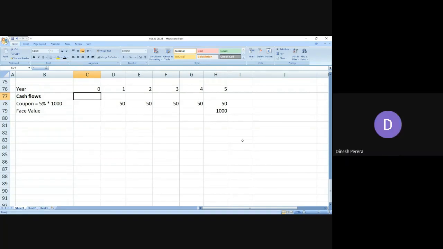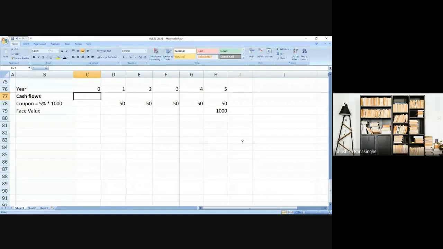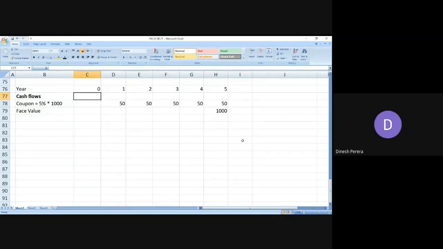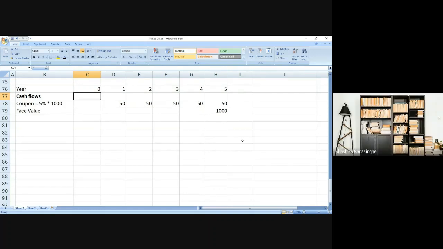Like a fixed deposit. It's like a fixed deposit. Why? Maybe we are getting a fixed return. There is no default risk. Yeah, that's also a very good point.